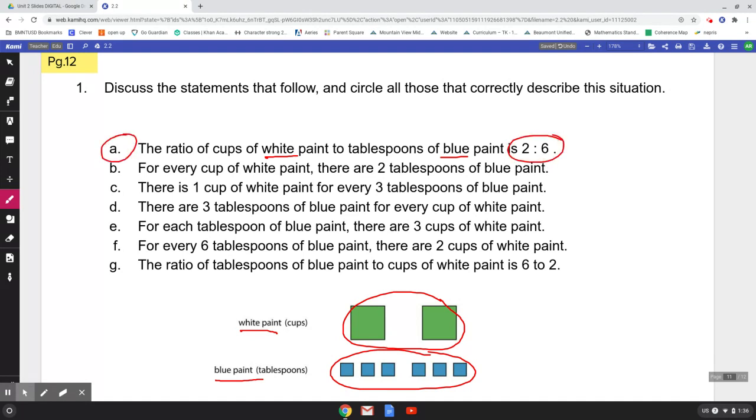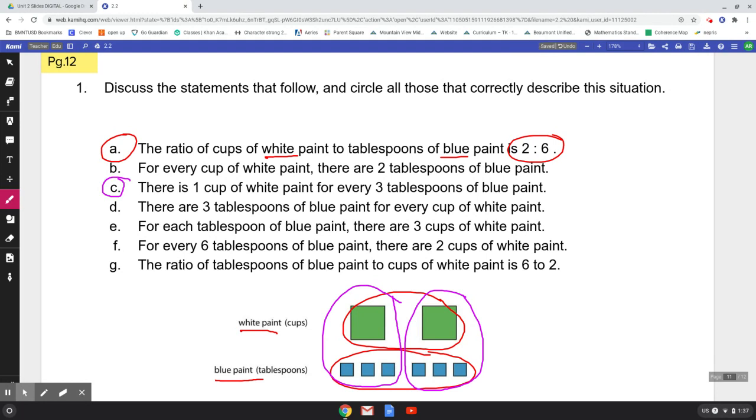Okay, B: for every cup of white paint, there are 2 tablespoons of blue paint. And that is actually incorrect. Okay, letter C: there is 1 cup of white paint for every 3 tablespoons of blue. So let me change the color to show you what they mean. They're basically cutting it up like this now, or grouping it, or dividing it, which is what ratios are. So if I group those, is that 1 cup to every 3 blues? And that is correct. So you should circle C.